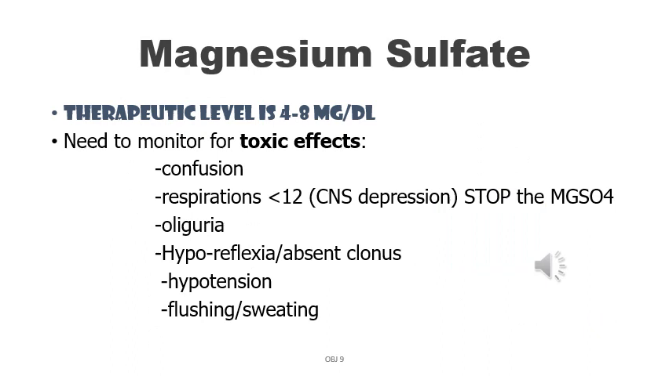So again, just to review, the therapeutic level for mag sulfate is usually between 4 to 8 milligrams. You need to monitor for toxic effects of this drug. It's very, very important. When a patient is on mag sulfate, they're always on a 1-to-1 for sure. So you want to watch for any confusion, decreased respirations, oliguria, hyporeflexia, hypotension, and flushing and sweating.